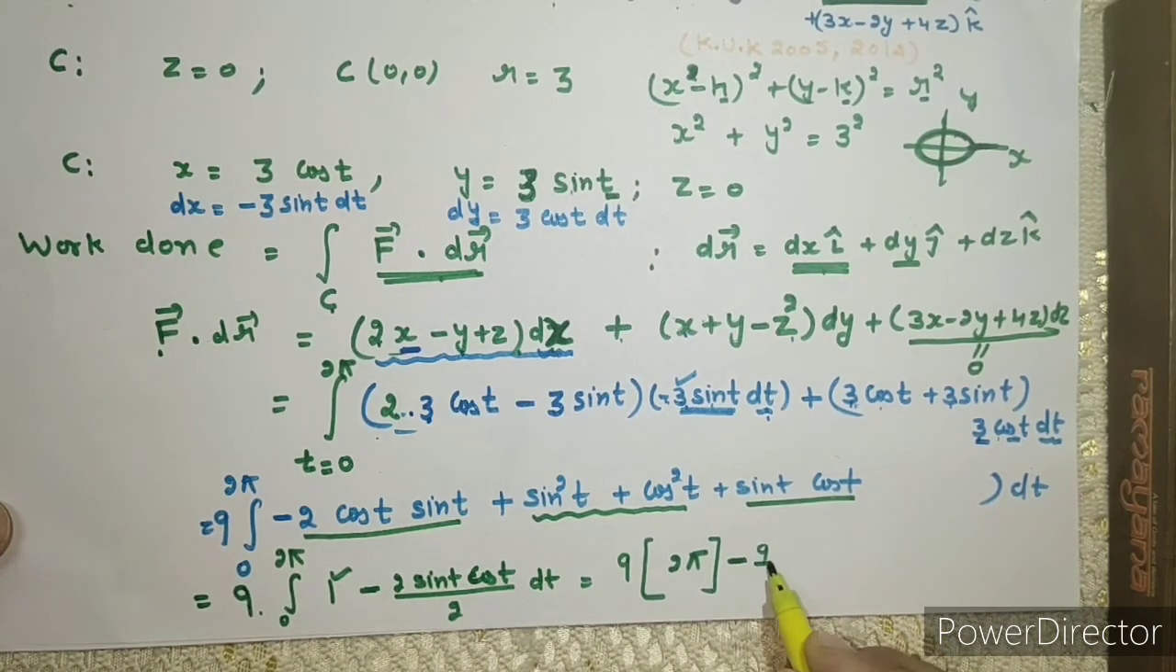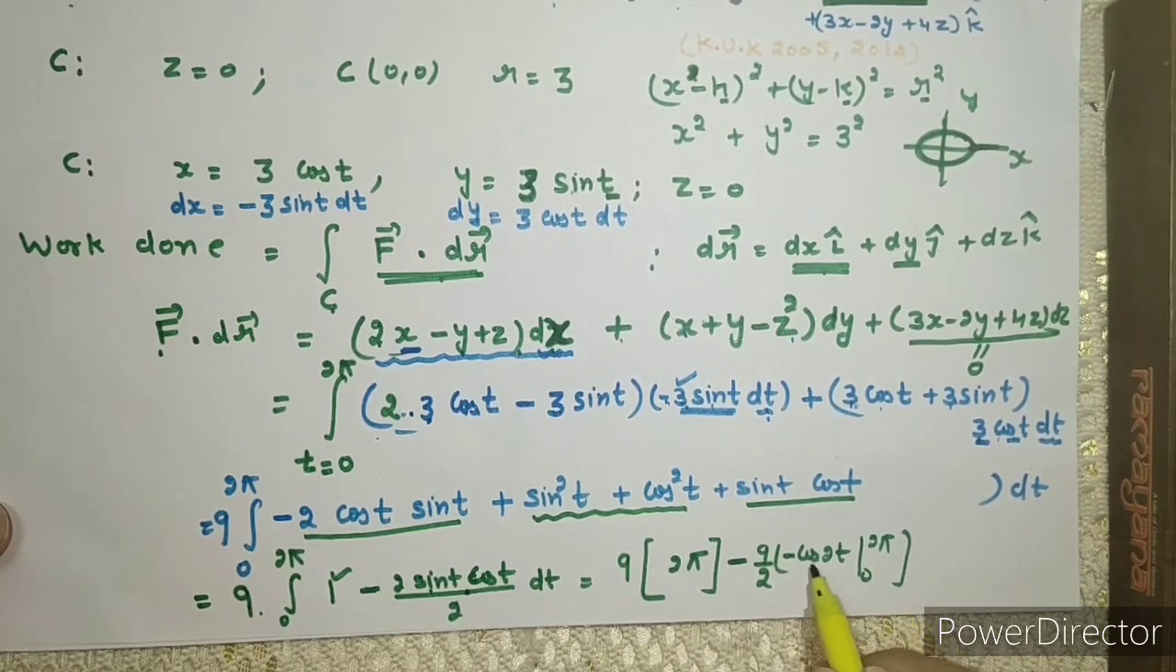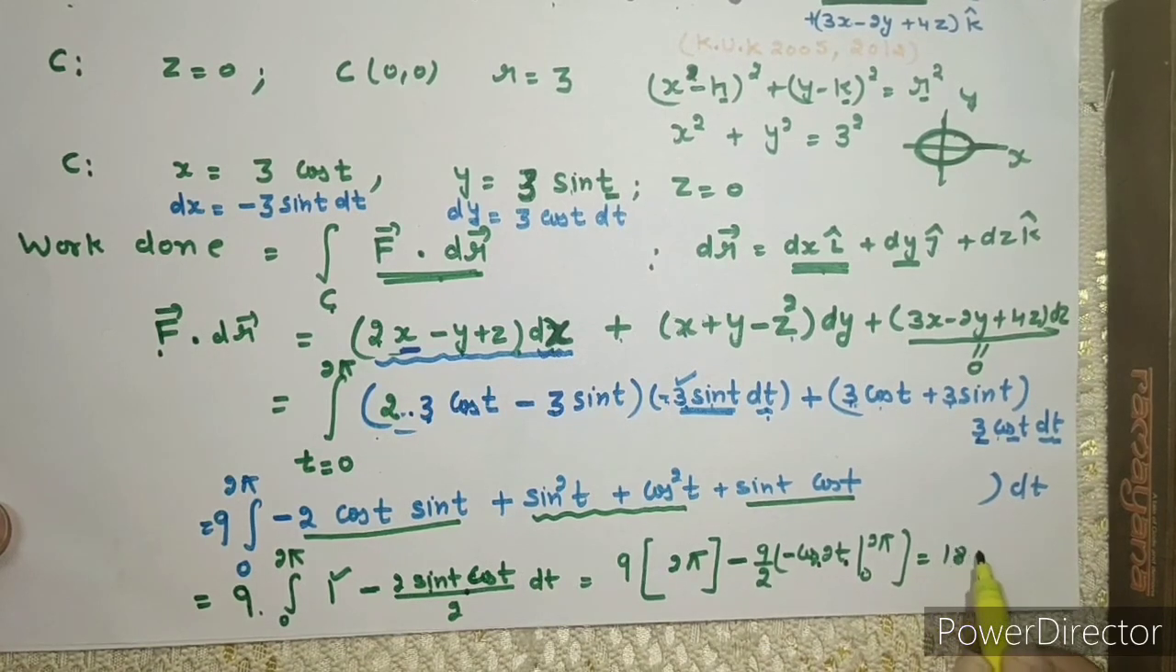तो minus 9/2 outside कर लीजिए. This is sin 2t. sin 2t का इंटीग्रेशन क्या बनेगा? sin 2t का cos of 2t, that is minus sin, and limit 0 से 2 pi. cos 4 pi 0, and minus cos 0, that is 0. तो here is answer 18 pi.